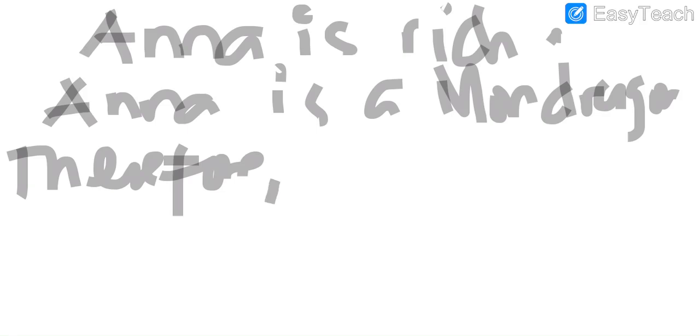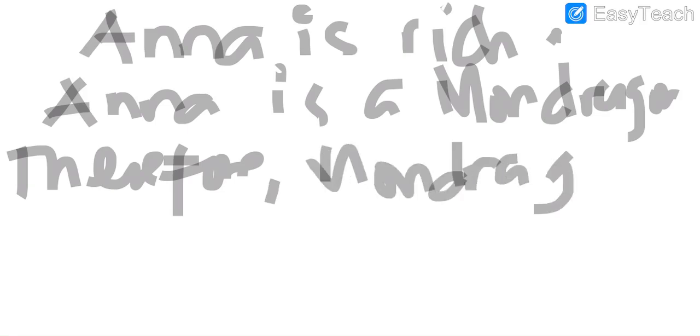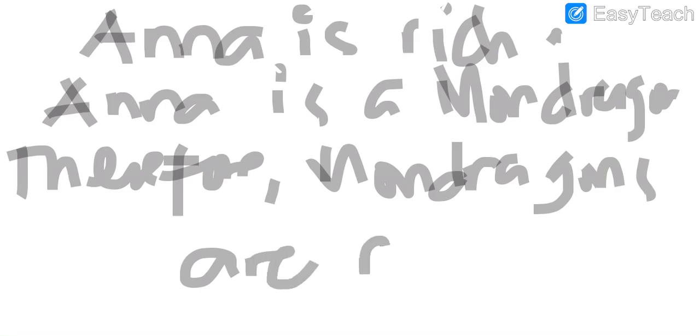Now let's have an example first for the specific or the inductive reasoning. Here, let me write it here. Anna is rich. Anna is a Mondragon. Therefore, Mondragons are rich. So here we have our hypothesis: Anna is rich and Anna is a Mondragon. Our conclusion: Mondragons are rich.